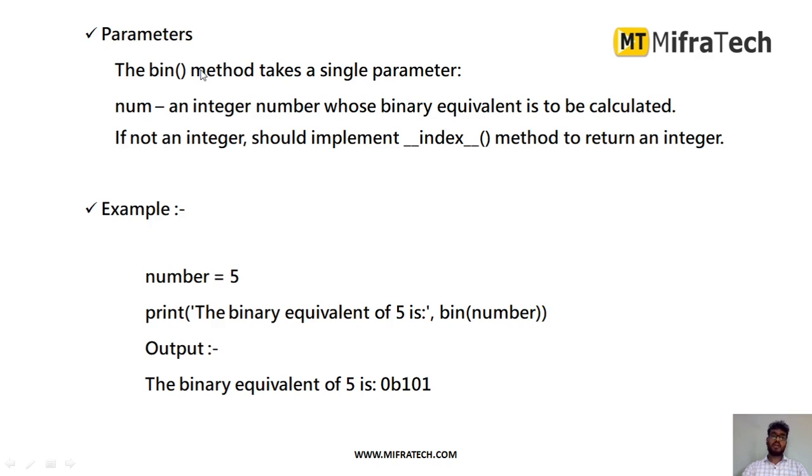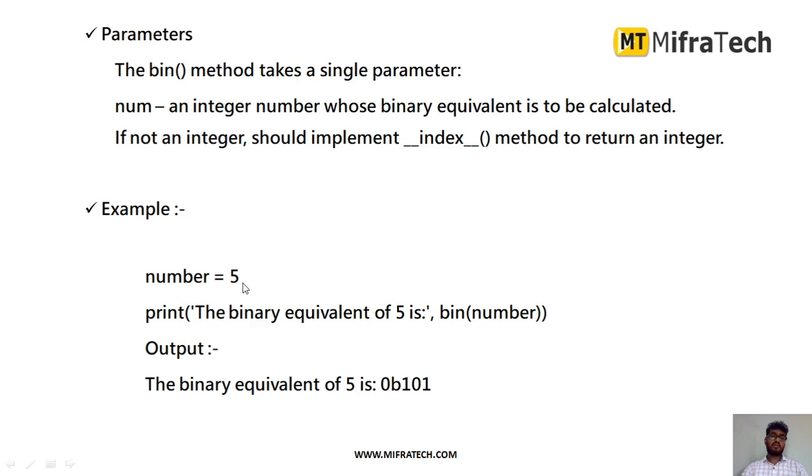So let's see an example for this. As I told, the parameter mainly takes a number, which is an integer whole number, and it will give us the binary value as output. If not an integer, the __index__ function will return an integer. We have to use this function in order to convert a string into an integer.